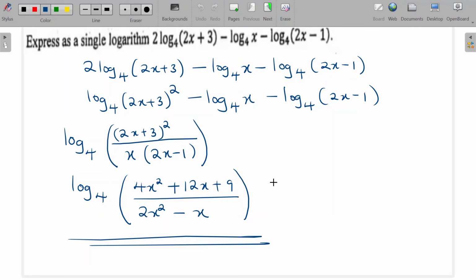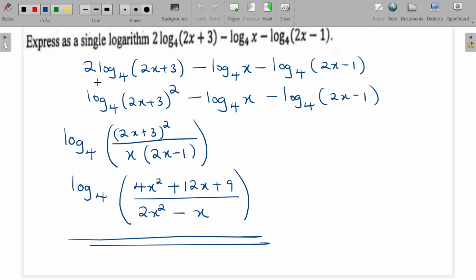Kindly repeat, sir. Okay. When you're solving, they tell you to express this logarithmic expression in the form of a single logarithm. The first thing you need to understand is that to express it as a single logarithm, you need to have the same base.